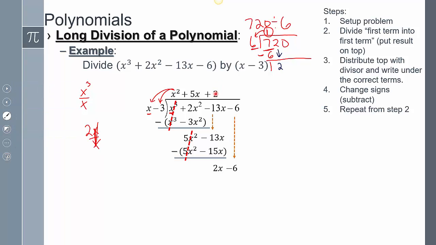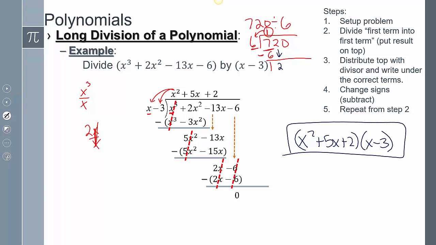And so then I take that 2 and I multiply it through. 2 times x gives me 2x. 2 times negative 3 gives me negative 6. We're subtracting, so that negative is going to distribute through, and so 2x minus 2x cancels out. Negative 6, negative is positive, so negative 6 plus 6, that also cancels out, and so I get 0. So now to write my answer, I can write this as x squared plus 5x plus 2, and then I get x minus 3. And that's going to be my answer.